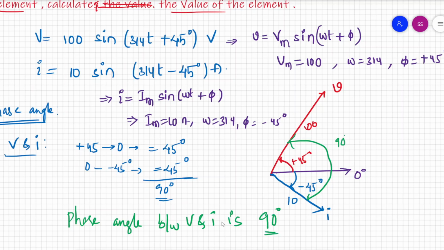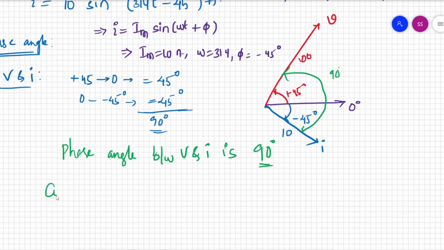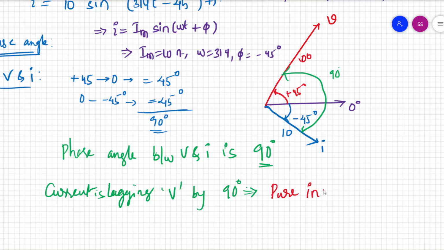Here the current is lagging the voltage by 90 degrees, right? So what is the type of element here? In which element does current lag the voltage? That is nothing but an inductor, a pure inductor. The type of element is pure inductor. Only in a pure inductor does the current lag the voltage by exactly 90 degrees.